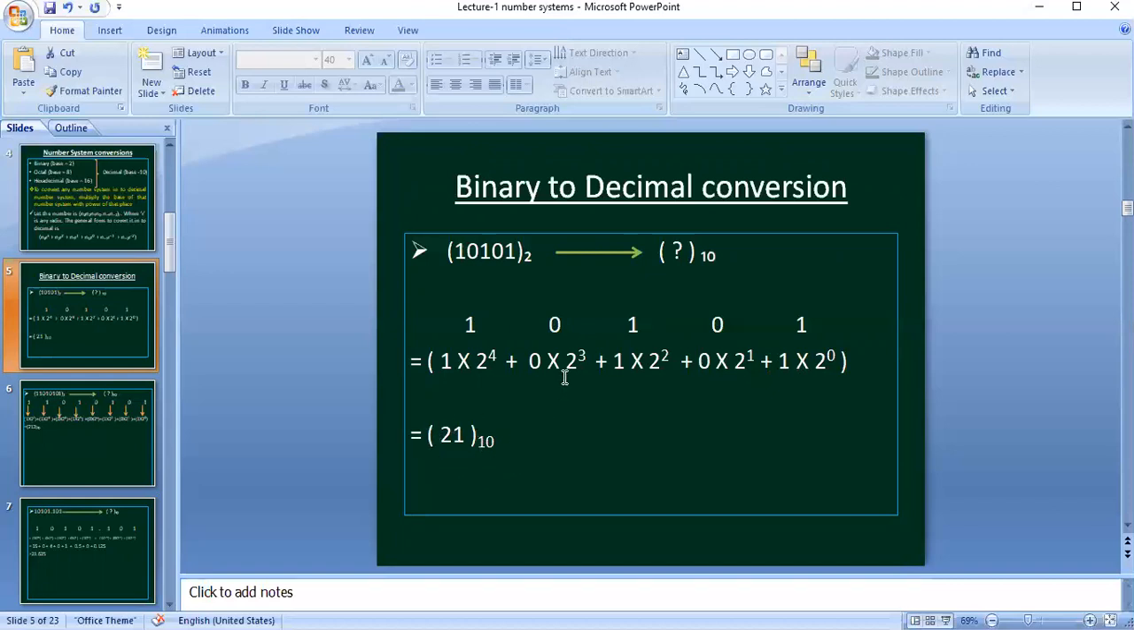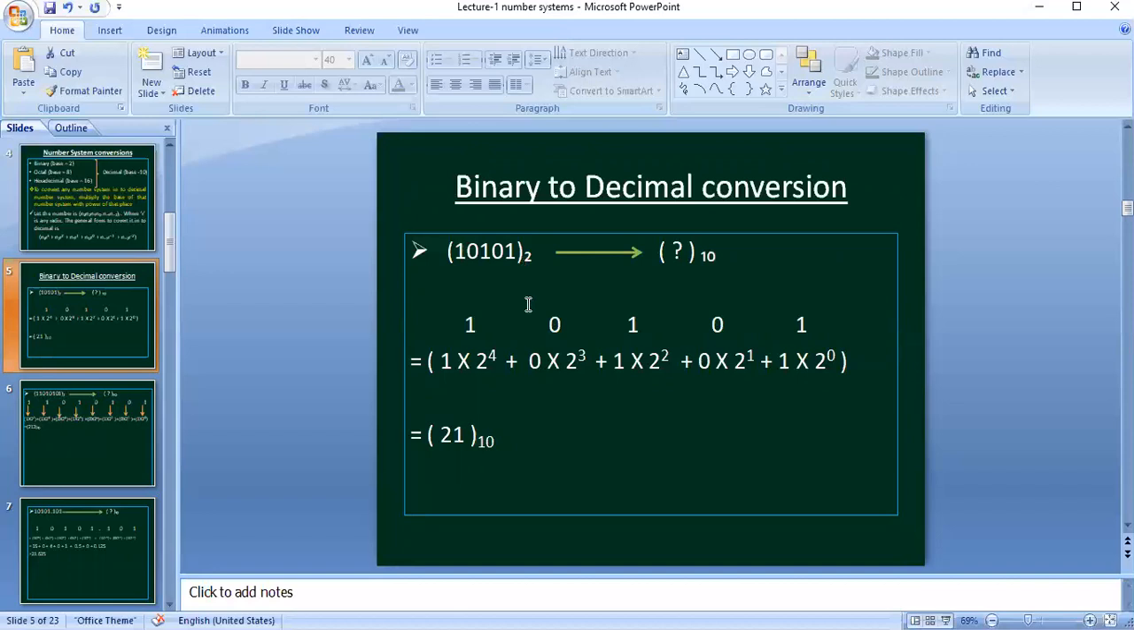So if 0 is multiplied with any number, what is the equivalent? 0. And add the remaining numbers. 2 power 0 means 1, plus 4, plus 16. What is the decimal equivalent here? 21. Okay. So whether it is a binary number, an octal number or a hexadecimal number, what we have to do is multiply each bit or digit by its positional weight and then add all the product terms. Then only you will get the decimal equivalent.